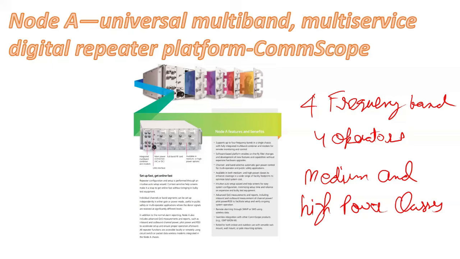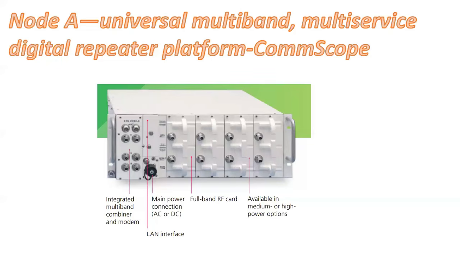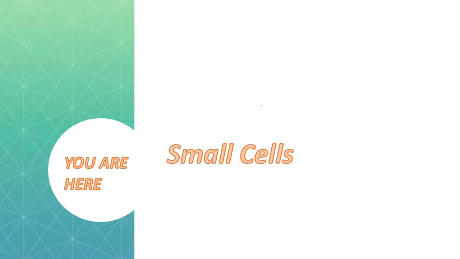If you go to the internet, if you go to Google, you can just type Node A CommScope and you get all the details of this repeater. You can see that it has various components like full band RF card, and it is available in both medium or high power options, right? It has main power and it has an integrated multi-band combiner and the modem. So let's jump to the small cell.